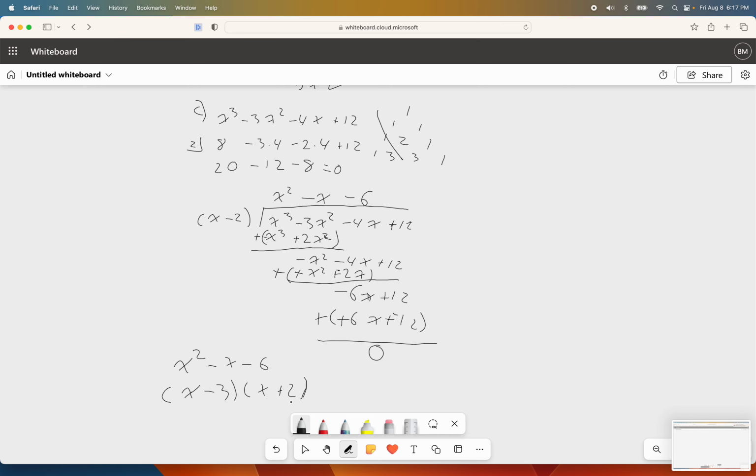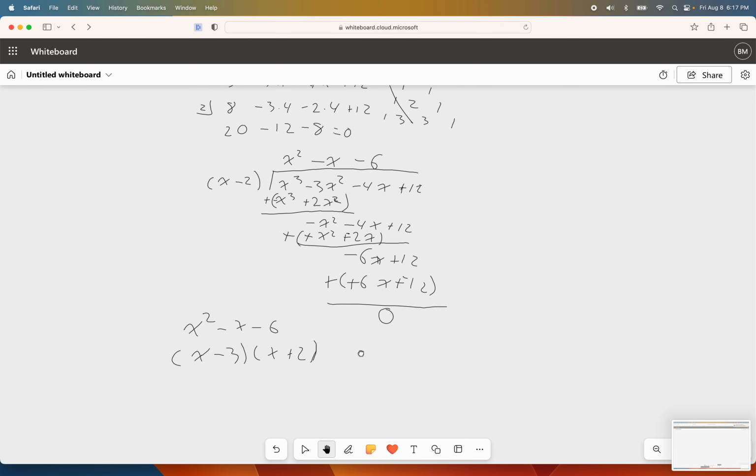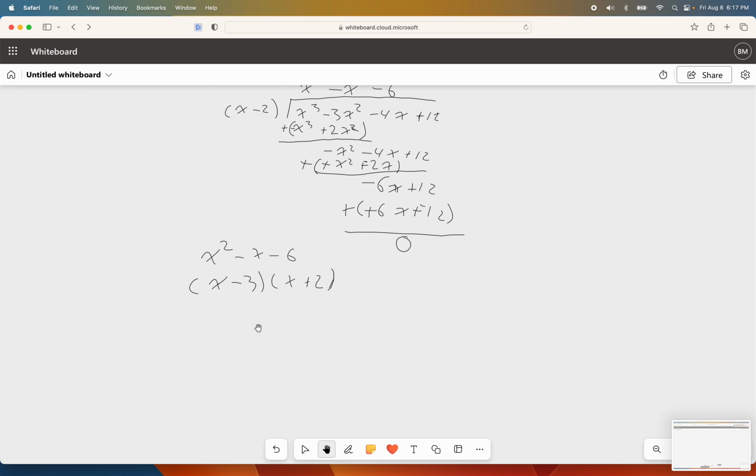Fantastic. So now we have 3 terms. That was pretty straightforward. And those 3 terms are x minus 2, x minus 3, and x plus 2. Oh, that's interesting, because this would have been an interesting thing to pull out. So if we had pulled this one out first, this would have been really easy to factor.